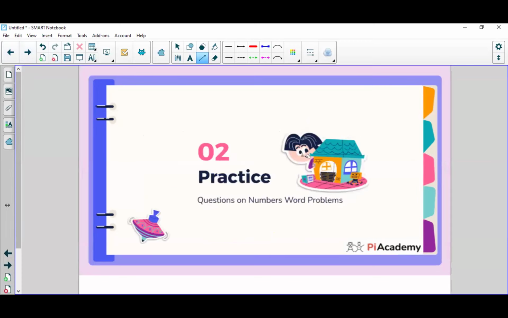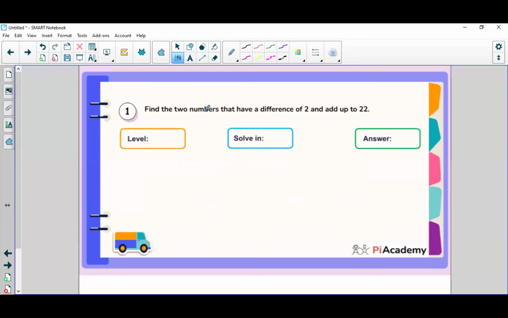Okay, well done, guys. Now we have to work on the practice part. Let's try some questions. Here, find the two numbers that have a difference of 2 and add up to 22.